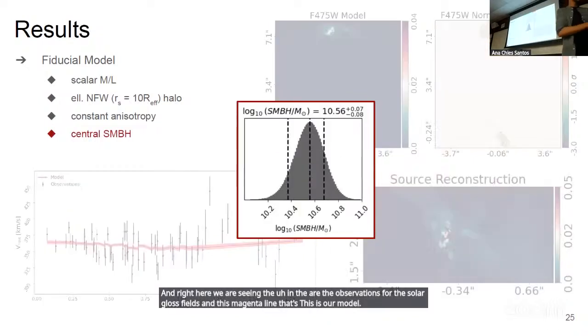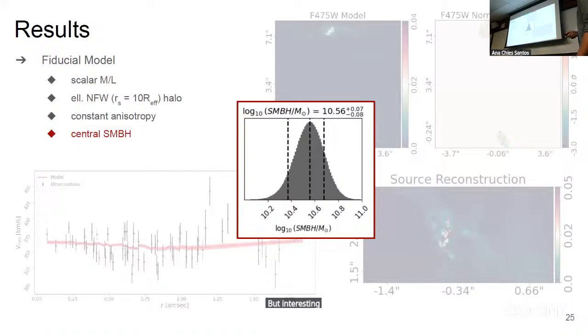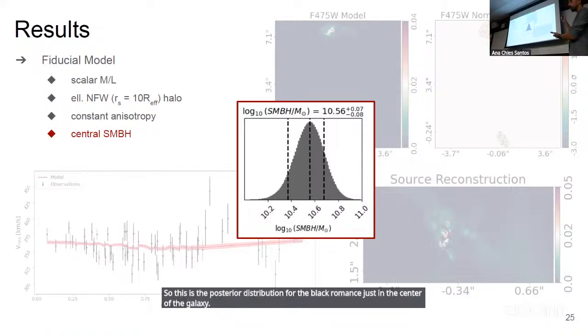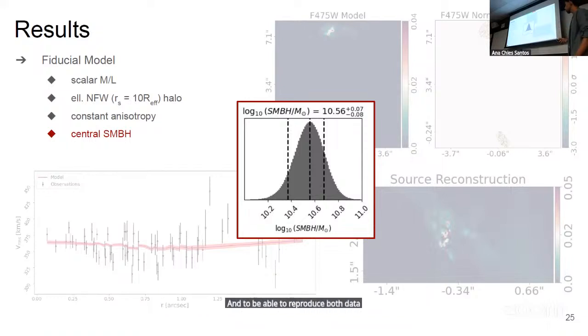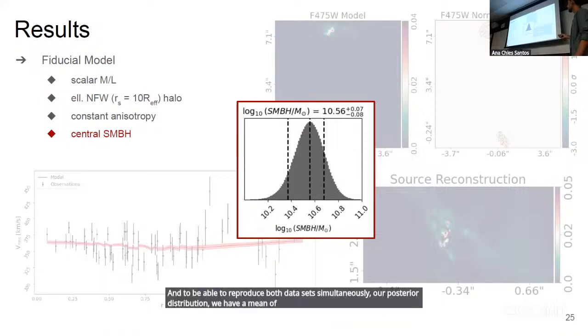But the interesting thing to talk about is how massive the black hole is. So this is the posterior distribution for the black hole mass, just in the center of the galaxy. And to be able to reproduce both data sets simultaneously, we have a mean of the posterior distribution of 10^10.56 solar mass black hole, which is a very massive black hole.